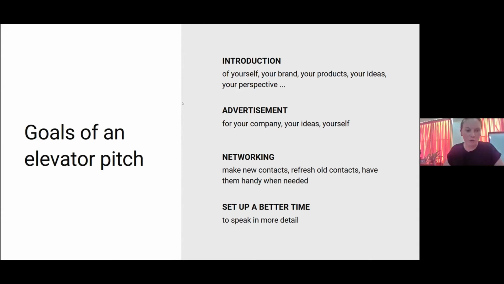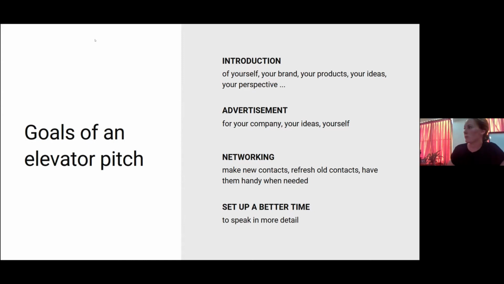Yeah, so 4 goals of an elevator pitch. Like what is the aim? Why use it? We have discussed that before, but let's just quickly go through it. Okay, the first goal of an elevator pitch is to introduce yourself, your brand, your product, your idea, your perspective. Or if you're really selling something like homepage services, translation services, tour guiding services, anything you can sell, you can create an elevator pitch on it or about it.